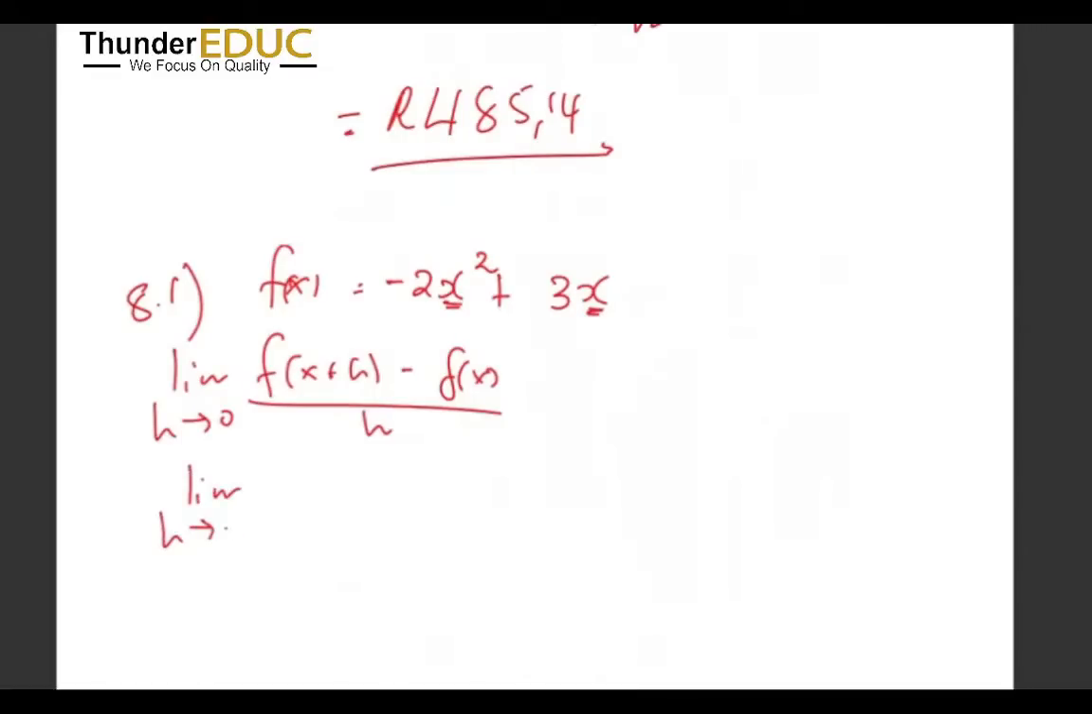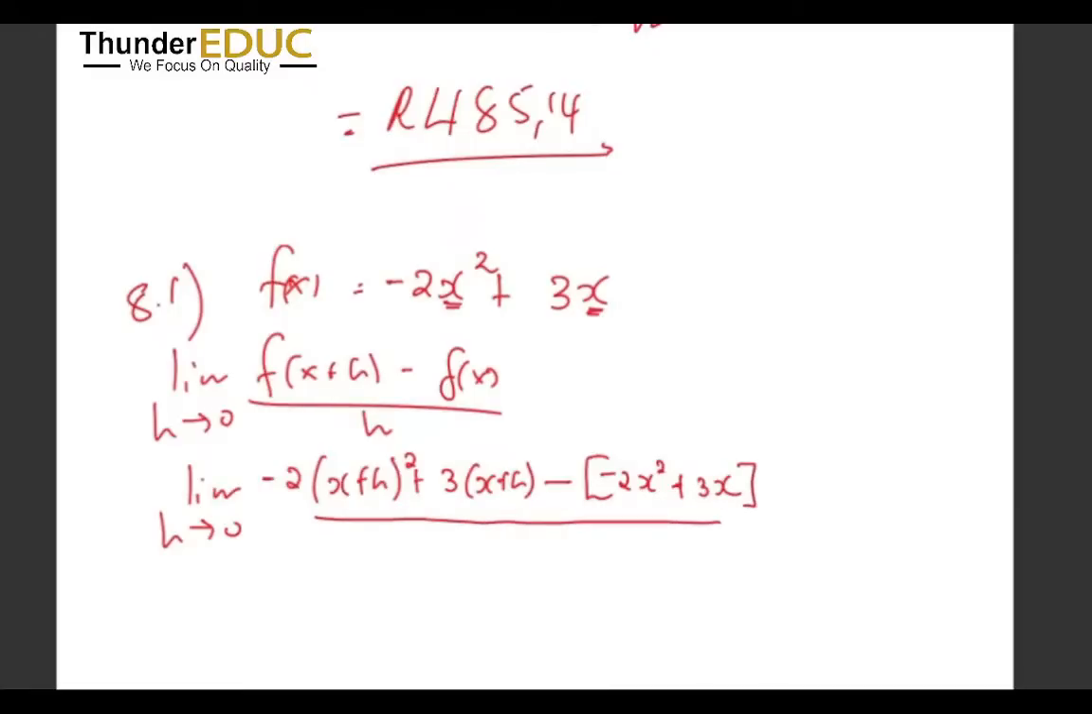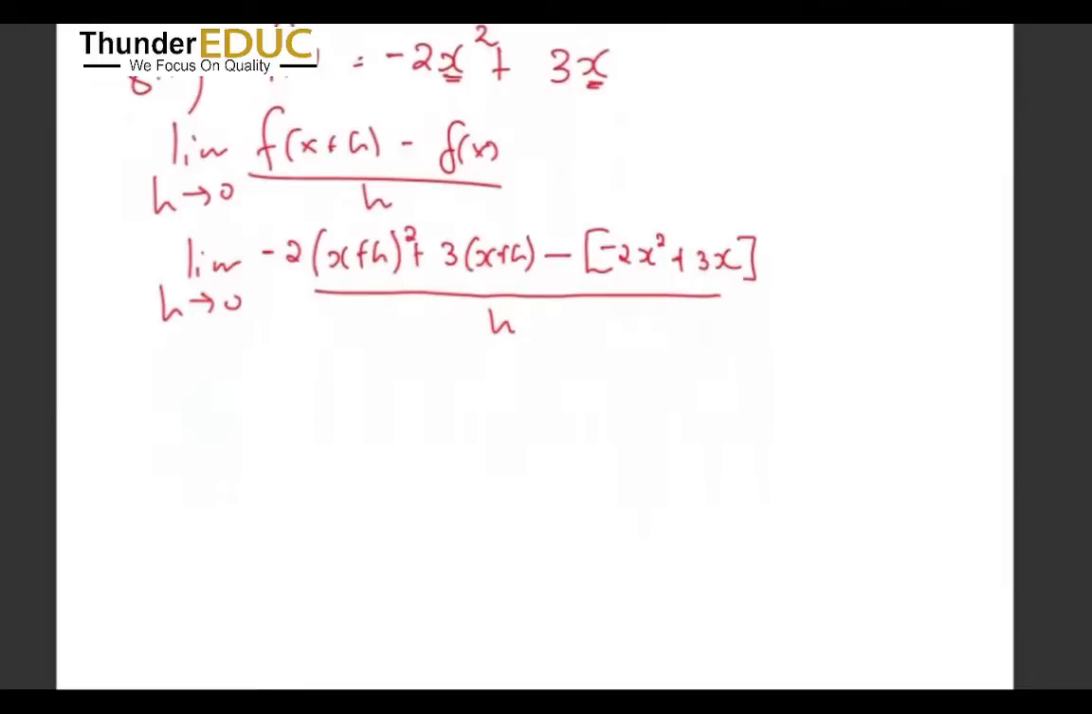So limit as h tends to 0, that's going to be negative 2 times x plus h squared plus 3 into x plus h. We're subtracting the whole of f, which is negative 2x squared plus 3x. We are dividing everything by h. Okay, so we just need to open this up. Limit as h tends to 0, negative 2 into x squared plus 2xh plus h squared. I'll open that up. I have 3x plus 3h.